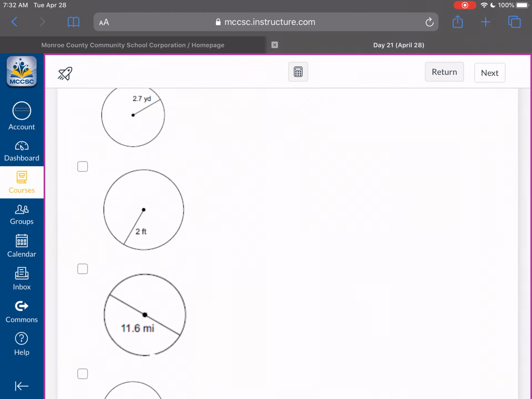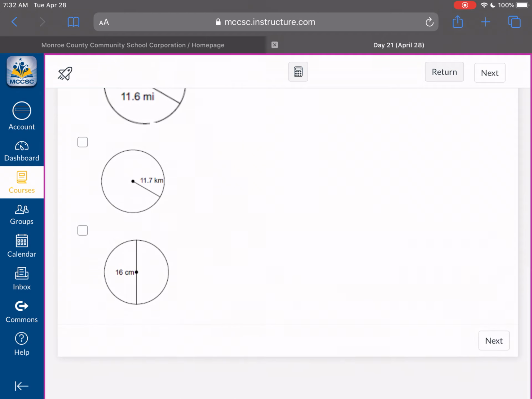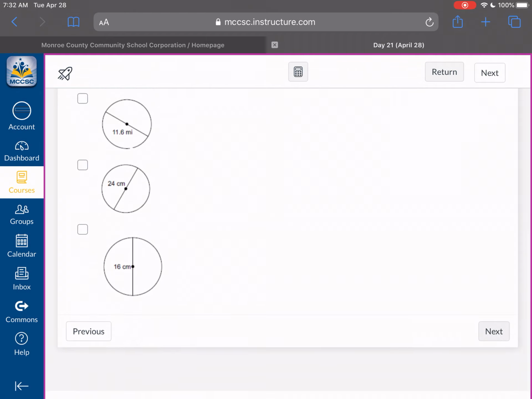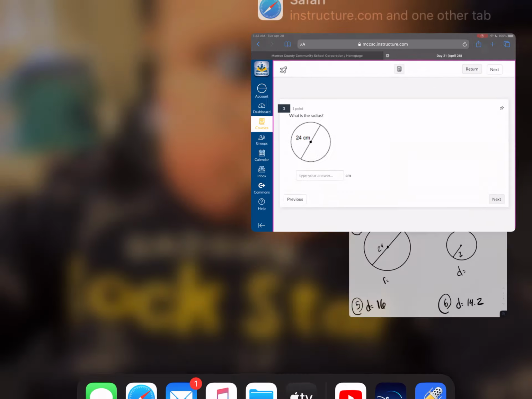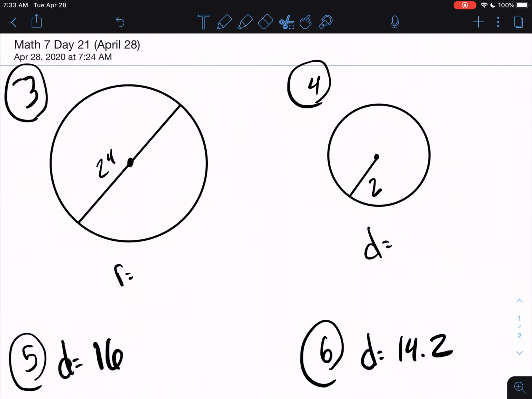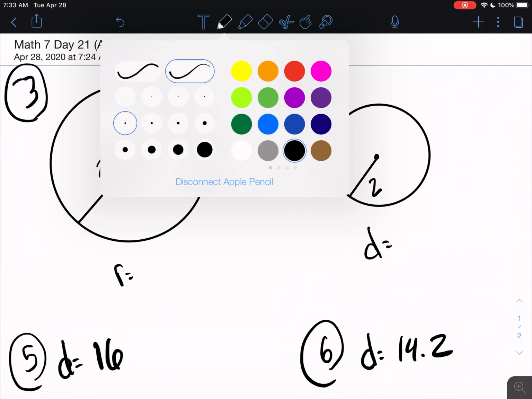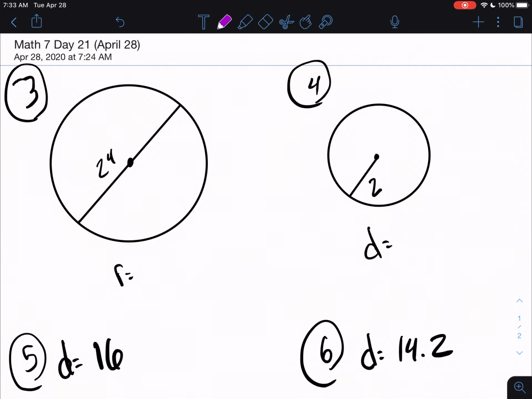So the first two questions is just identifying, which is super important to be able to do, and I'm not going to talk about those because that's all we did yesterday. But starting with number 3 is when you have to start finding the other one, essentially. So I'm going to jump over to Knowability where I have the same pictures. Me drawing them, though, so sorry. And we are going to figure this out.